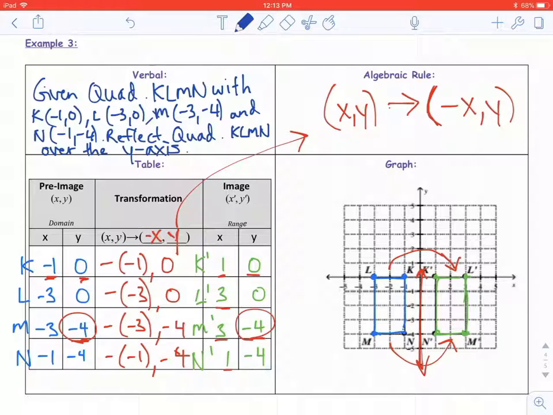Alright, so we went from our graph to our table this time, from our table to our algebraic rule, and then from any one of those parts, especially the graph, really showed us how we should write that out. That's it for example 3.